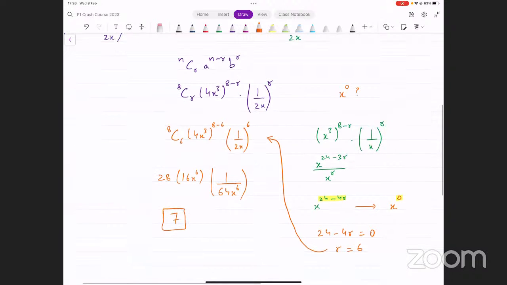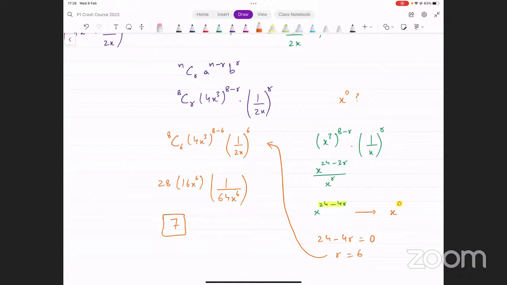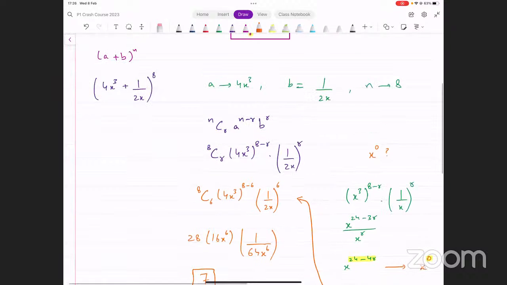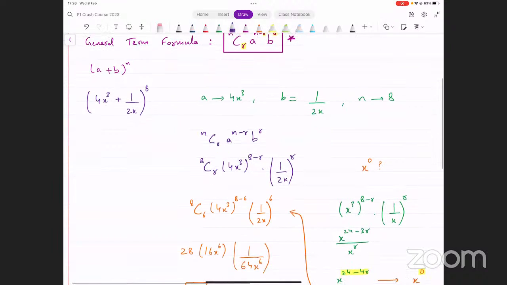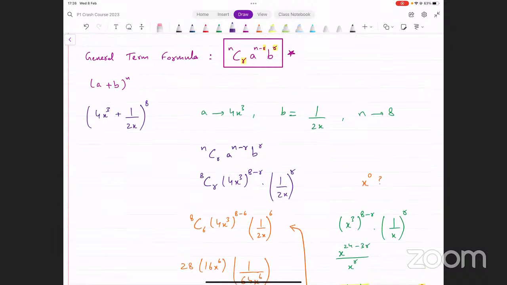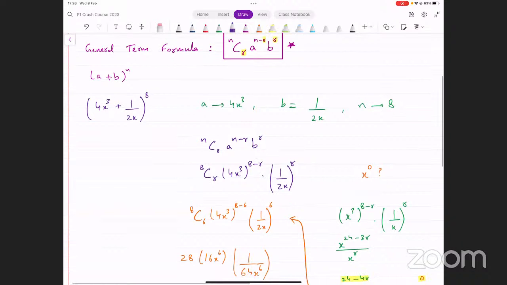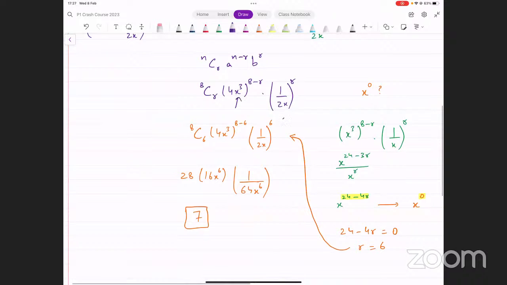So this is another possibility, that you use the general term formula. You'll have to remember this. You have to memorize this formula for that: nCr, a raised to power n minus r, b raised to power r. And if you memorize this formula, just input values of a, b, and n in this, like this. Then simplify only the powers of x. That's what you've done here. And put the power of x equal to whatever is required by the question.